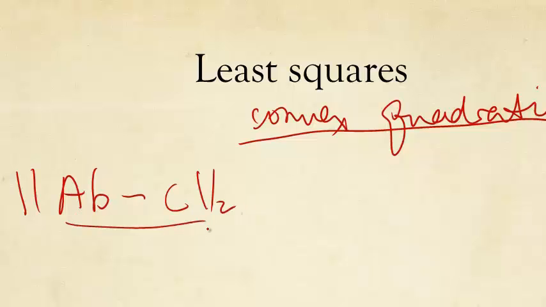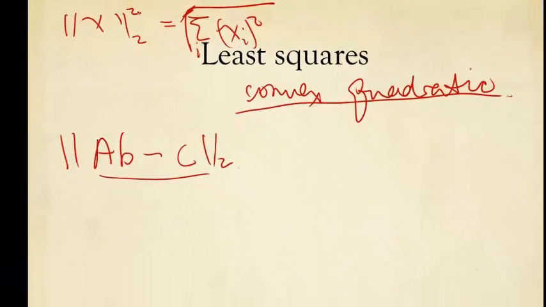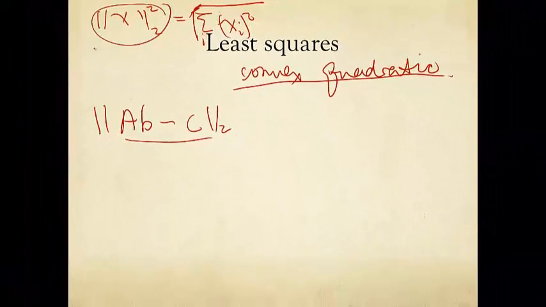First of all, what is the L2 norm? Given a vector x, we want to measure its size. One standard way is the L2 norm, which is the square root of the individual entries squared, summing over all the entries. We often don't like the square root, so we take the square of the L2 norm. The square of the L2 norm is simply the sum of the xi squared over i. It's a very standard way to measure the length of a vector.